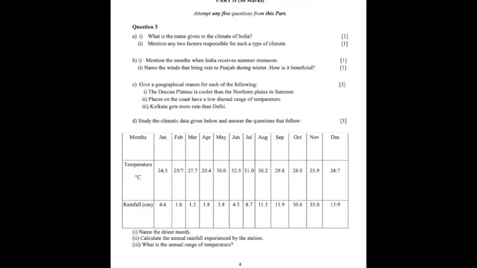Done. Yeah, but why can't the answer be that India lies in a tropical zone and the climate is influenced by the monsoon? The factors are the same for both answers. It's only for 1 mark. Why are you writing so much?